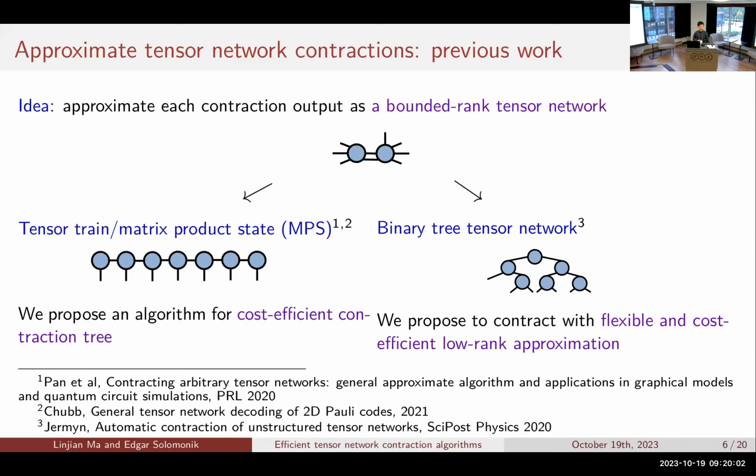But there are still a couple of open questions. The first one is, how do we choose the contraction tree for such an approximate contraction scheme? And the second one is, what kind of low rank approximation algorithm do we use in such an algorithm? And I'll introduce our work that addresses these problems.